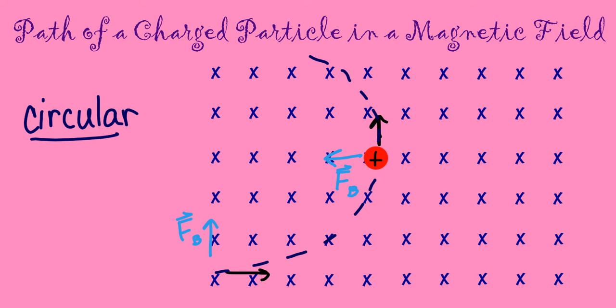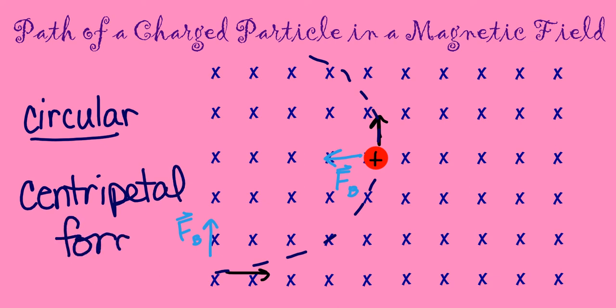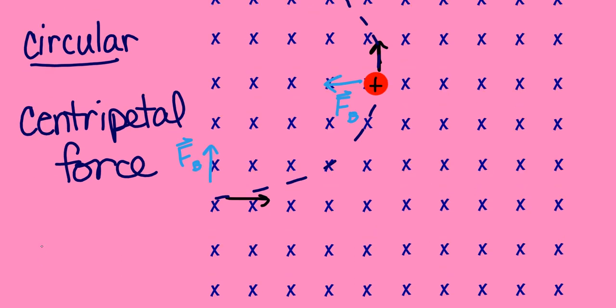We've learned previously in physics that when something moves in a circular path, there must be some force that's causing it to move in that circular path. We called that force the centripetal force. In this case, it's the magnetic force that's causing it to move in a circular path. That tells me that the magnetic force is equal to the centripetal force. That's an important fact because that can let us know all kinds of things about the path of this charged particle.